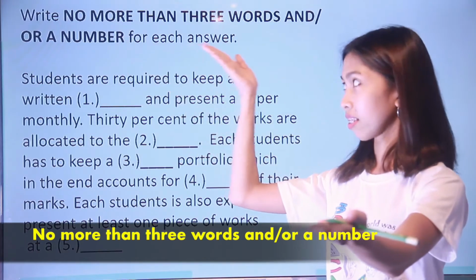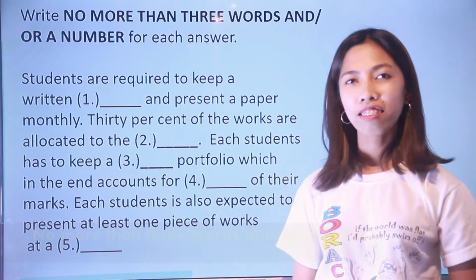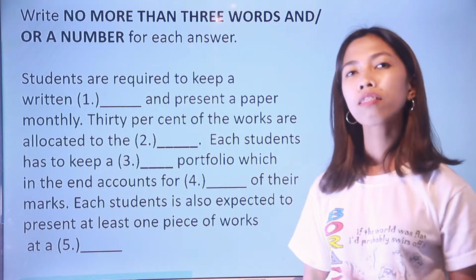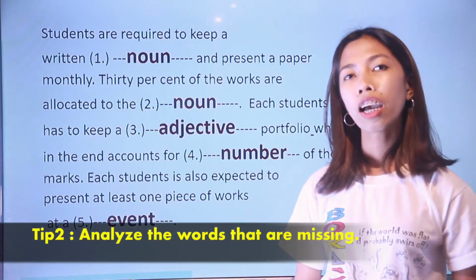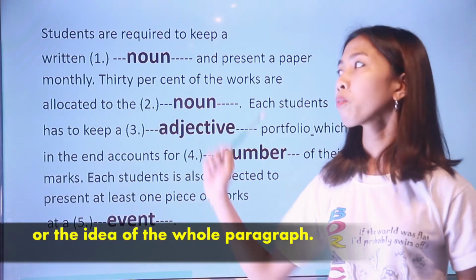No more than 3 words and/or a number. Yes, we are allowed to write no more than 3 words and a number. The next thing you have to do is to read the paragraph and understand what kind of word is missing, as well as the idea of the whole paragraph.